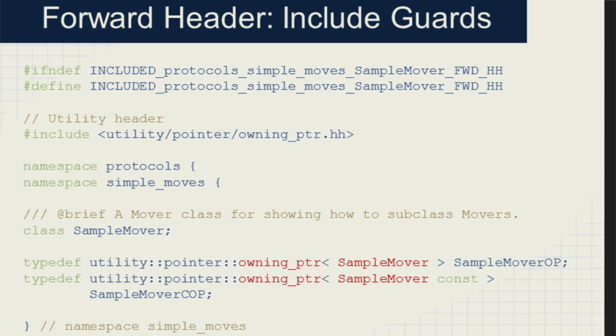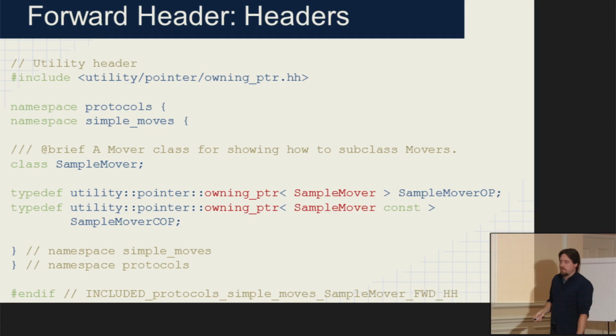All right, so we're talking about the forward header file, the fwd.hh file. So this is what we mean when we say an include guard. This is a preprocessor directive, starts with a pound symbol. And this is just saying if this macro is not already defined, then define it. So our coding conventions are that we say in big letters, included, protocol, simple moves, the namespace, the name of our class, and then forward header. And then at the very end of the file, which you'll see in a second, it'll say end if. And so that means that this will not get read more than once. So you should include that kind of thing at the top of every file.